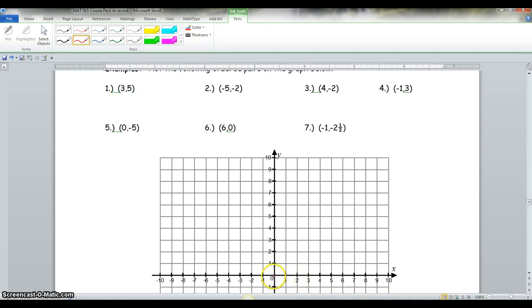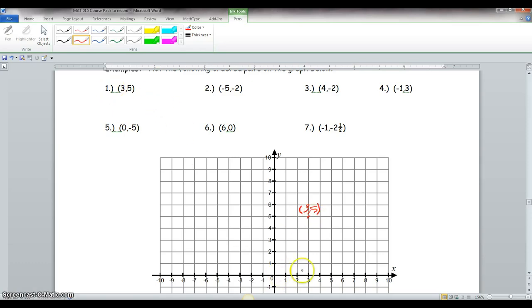We start here at the origin, which is 0, 0, and x is 3, so we go to the right 3. Now, y is 5. So where x is 3, we will go up 5, because remember, since y is positive 5, that means we go up. And we put our point right there. So that's number 1. Now, if you want to label this, you can label it based on this ordered pair, which would be 3, 5.